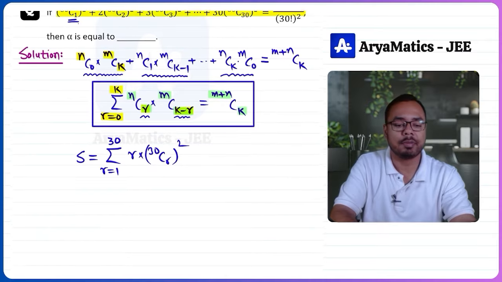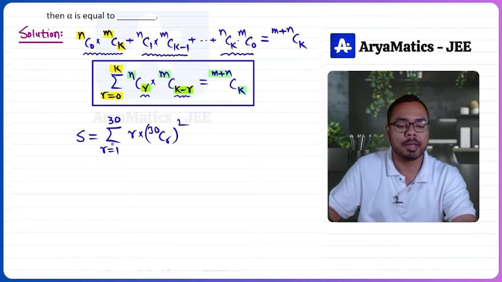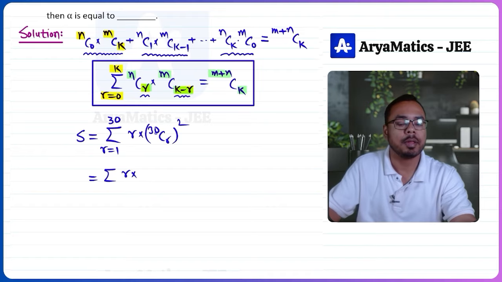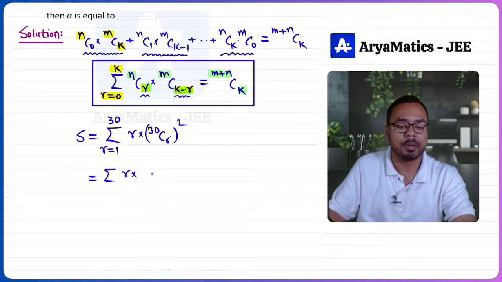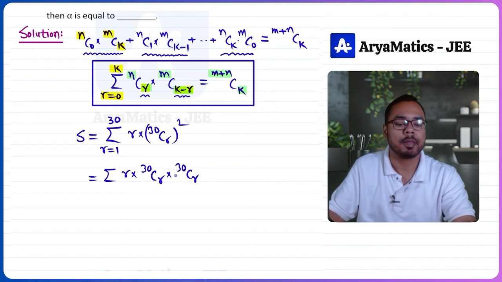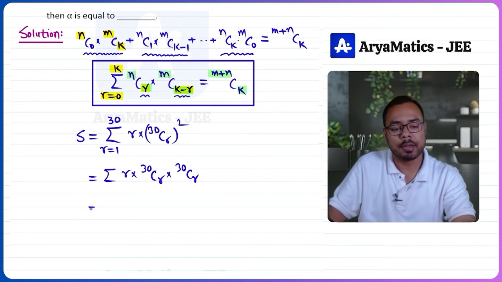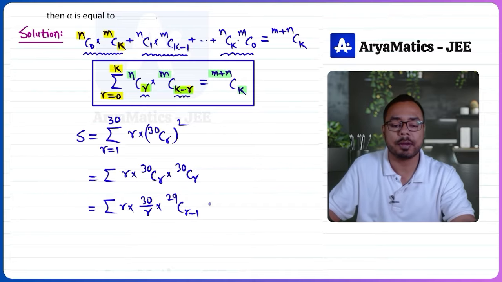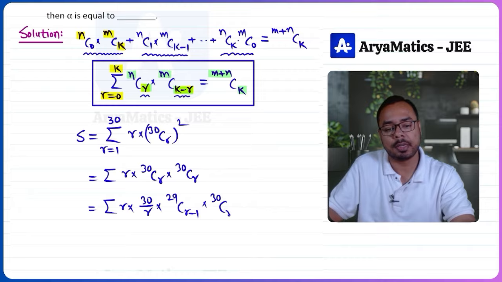Now here we'll first try to get rid of this r, and then we can use that previous property. So this sum we write as r into 30Cr squared. We'll write that as 30Cr into another 30Cr, and again r is from 1 to 30. In the next step you can write this as r into, and 30Cr you can write as 30 by r multiplied by 29C(r minus 1), and the other term will be 30Cr.